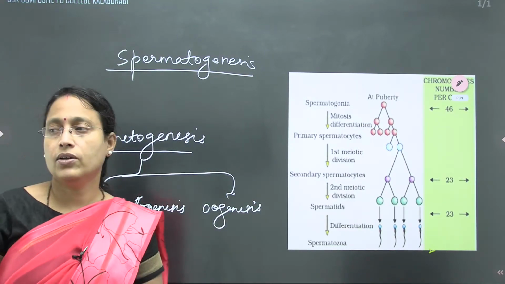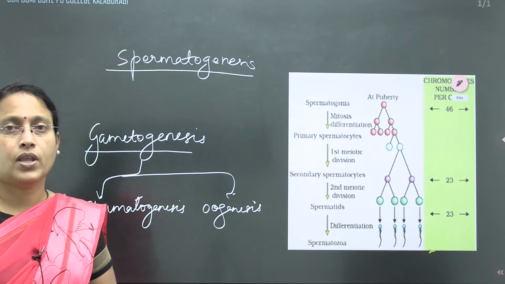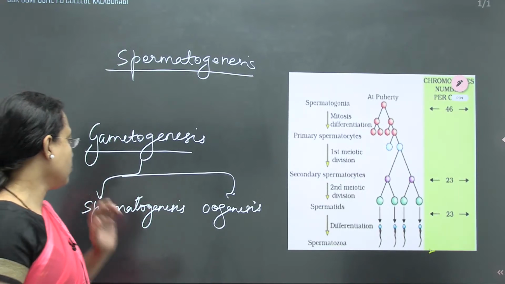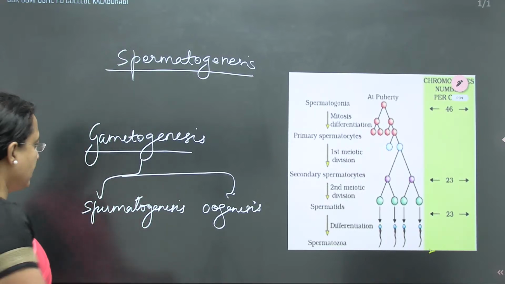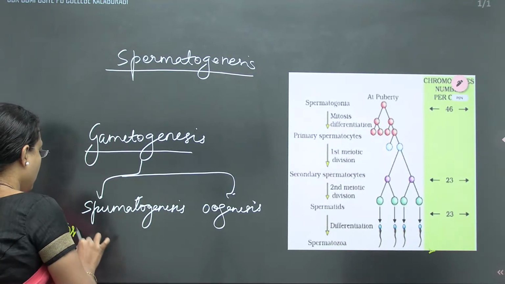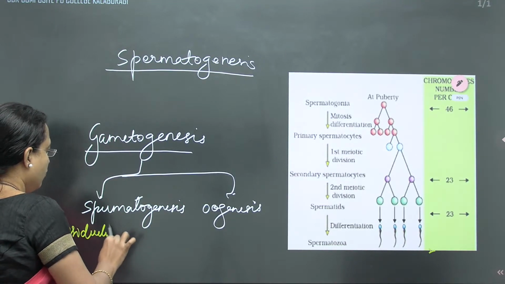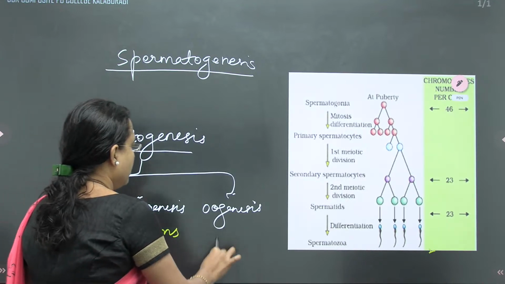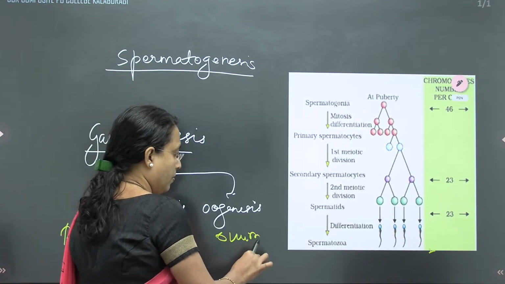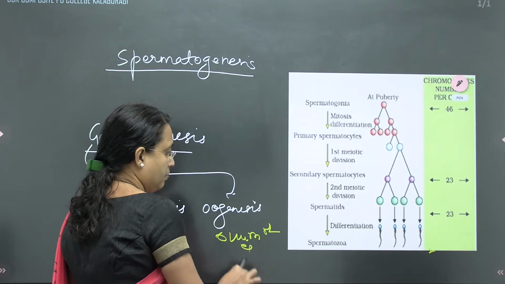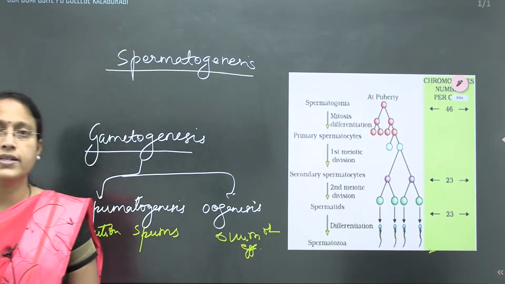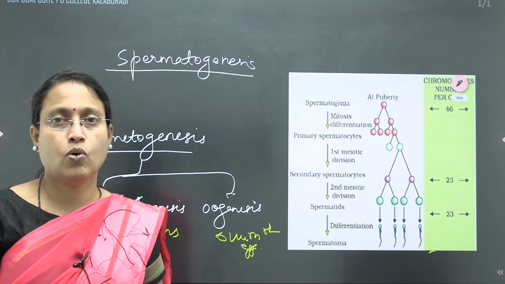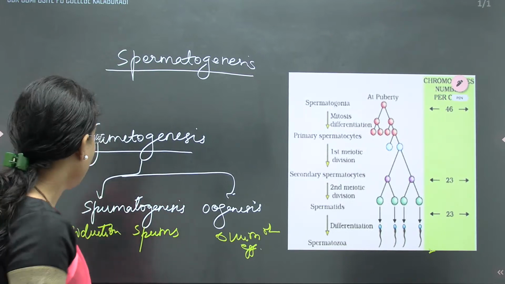Spermatogenesis and oogenesis. What is spermatogenesis? Again, it's easy. It is nothing but production of sperms, and oogenesis is production of ovum. Production of ovum, or also you can say eggs.